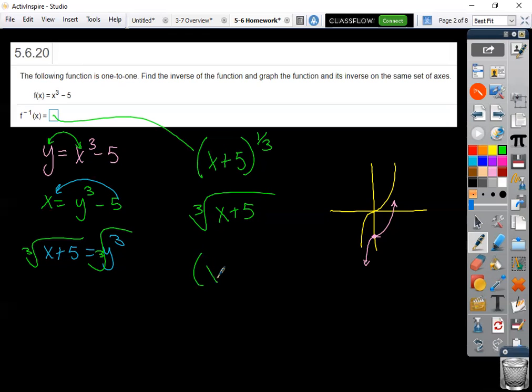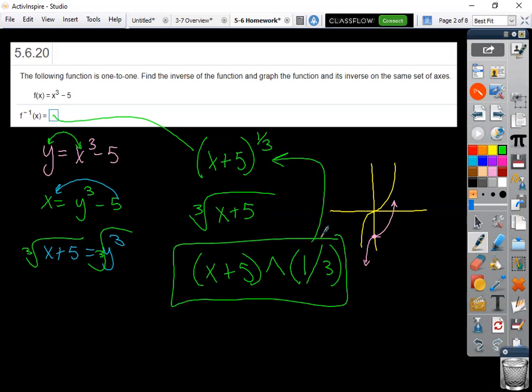So I would probably type x plus 5, the caret, then in parentheses 1, not necessarily the divided by symbol, the slash, 3. So this is what I would type to get that up there for my answer. Was there something else that asked? Find the inverse and graph each of them on the same.